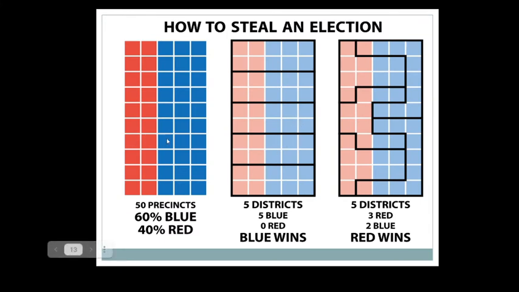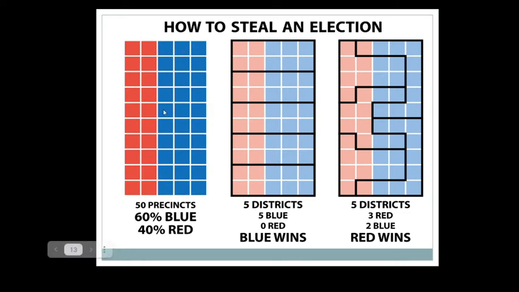So if you look here, another example here, right? You got red, blue, 50 precincts, 60% blue, 40% red. If I redraw that, look at that, 5 districts, 5 blue, 0 red. Because all I had to do was split it up into these sections so that way I could have a majority of blue in each one. Or I could do this, I could have 5 districts, 3 red, 2 blue. Okay, red wins.